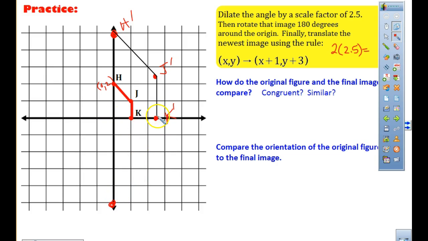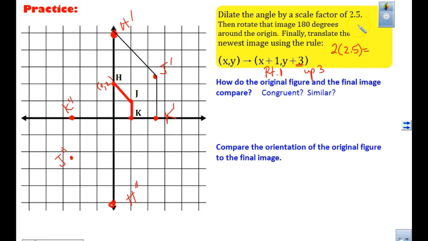If K was over 2.5 to the right, we are now going to go 2.5 to the left. That gives us a K double prime. This is our H double prime. And 2.5, 2.5 gives us J right in the middle. Last step says do what with it? X plus 1 means to move it to the right 1, plus 3 tells us to go up 3. I would like you to do that right now with your picture.